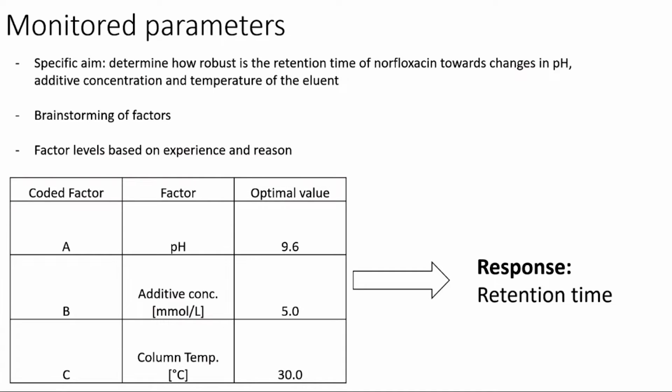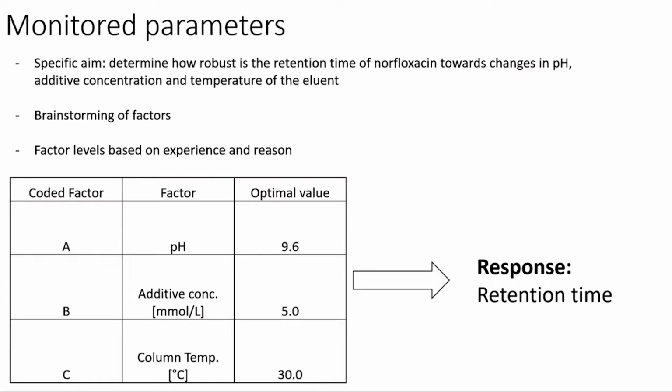Then the method will always be robust because the changes are way too slight. Meaning that optimally you need to consider what are reasonable mistakes that can happen during, for example, eluent preparation, and based on these thoughts you can generate the factor levels of the experiments.